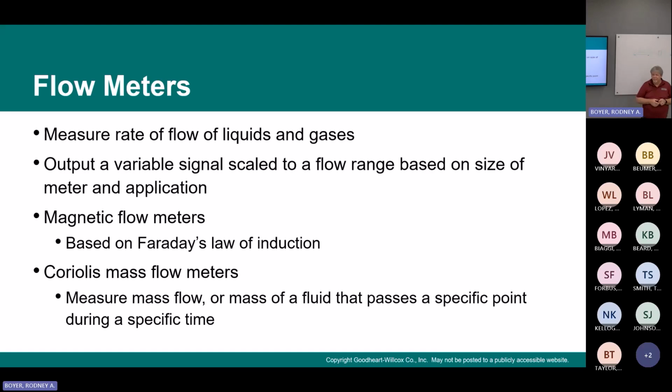Wait, so back up. You said it doesn't exist? Well, a Coriolis mass flow meter works on the Coriolis theory, but the Coriolis force is a force that does not actually exist.